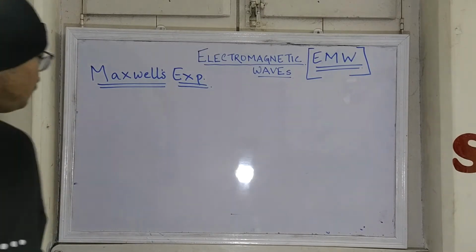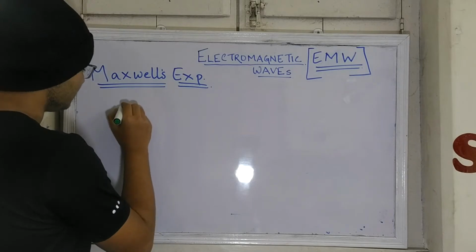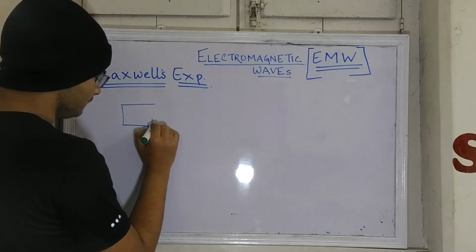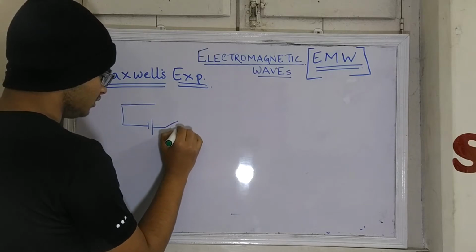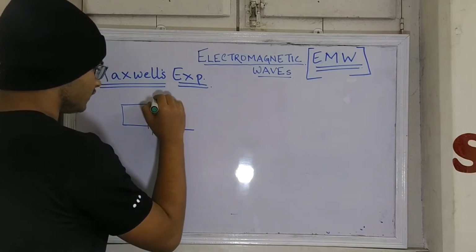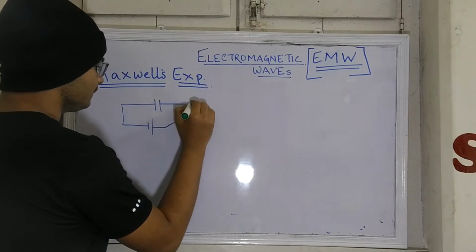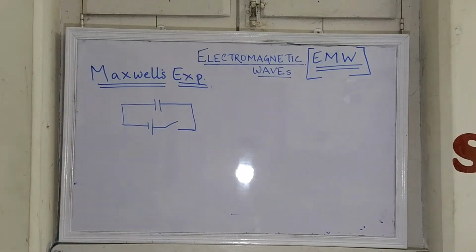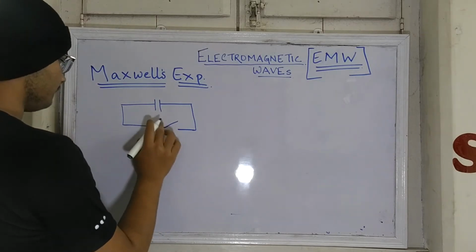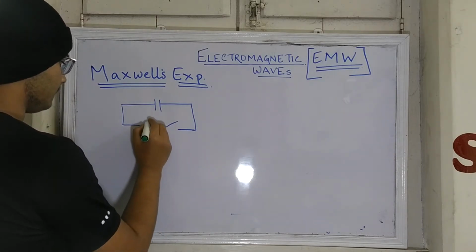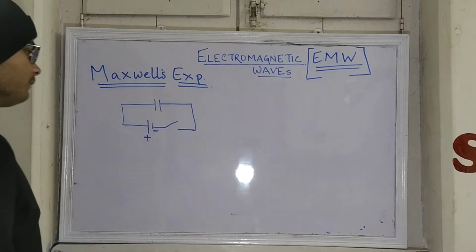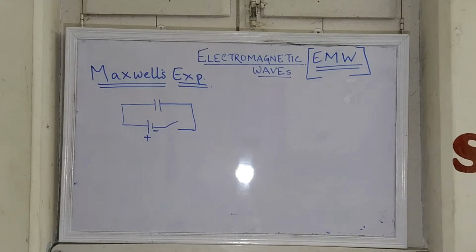What did Maxwell do? Maxwell took a circuit like this. This is a cell, this is a switch or key, this is a parallel plate capacitor. Now let me make it the positive terminal and make it the negative terminal. Now the switch is open, so no current or charge flow occurs in the circuit.